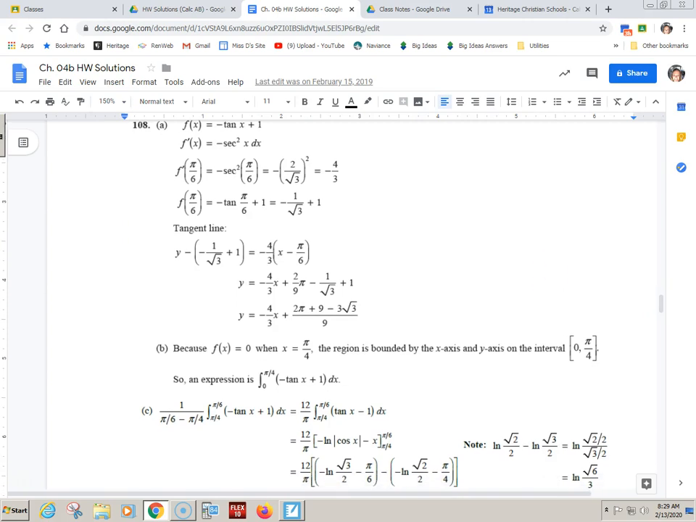108A, the tangent line. Here's one version of it. You guys can see your y minus y1 equals m times x minus x1. Remember, for your y1, you would have had to plug in your pi over 6 to your original. And for your m, you would have had to plug in your pi over 6 to your derivative. So you can check your derivative. Did you get it right? Did you plug in and do the unit circle? You could have simplified it, or you could have just left it right there. I would have boxed it and been done.